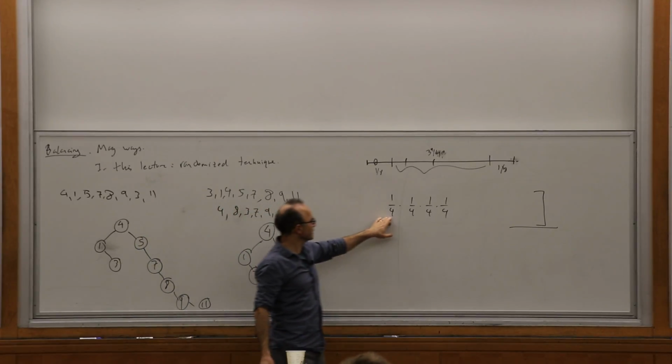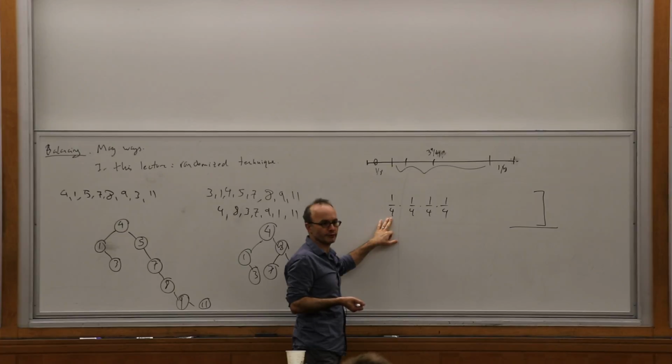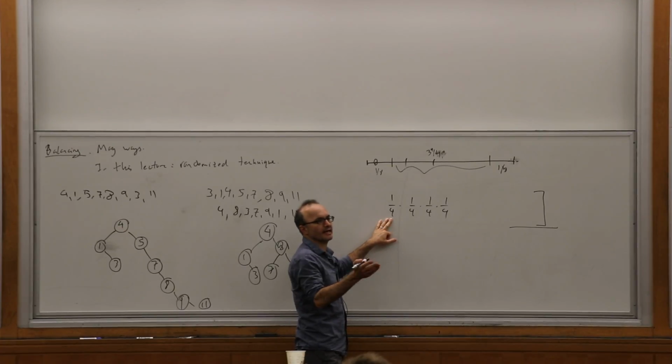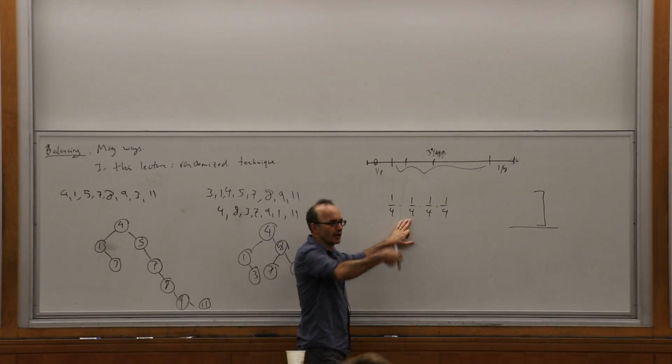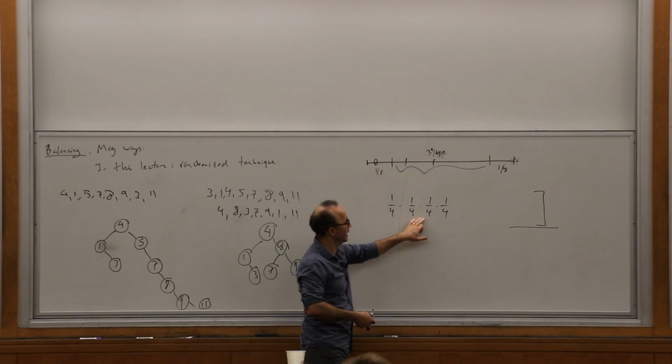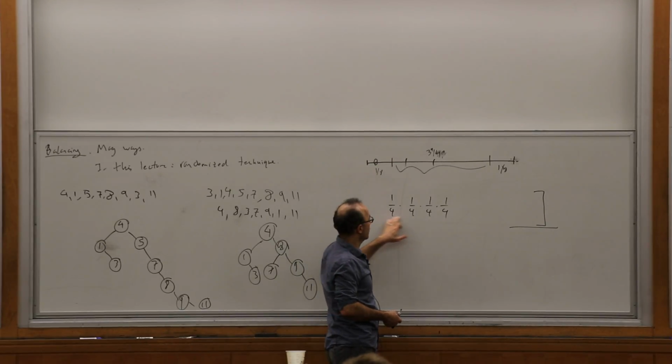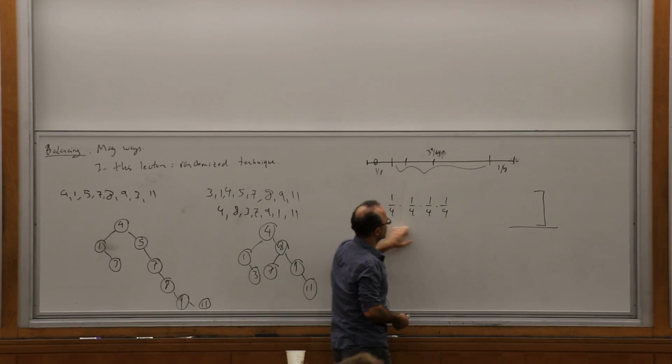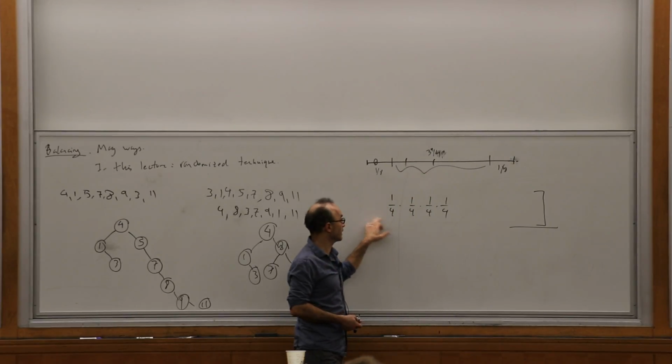So I might get unlucky with probability 1/4 in my first try. Let's not count that. I was unlucky. And I might get unlucky again, and again. Now, the fact that I get unlucky 4 times in a row is very low probability.